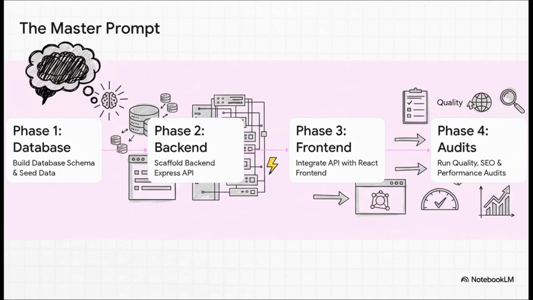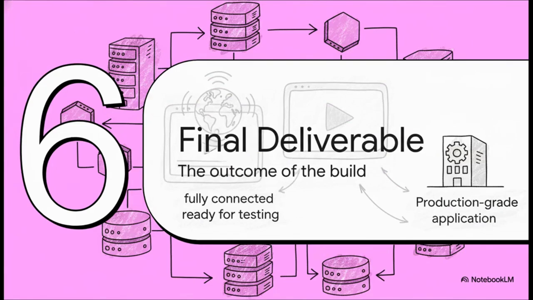Phase 1 is to build the database schema and populate it with seed data. Phase 2 is to scaffold the entire backend Express API. Phase 3 is to integrate that new API with our React frontend, replacing all the mock data. And Phase 4 is to run audits for quality, SEO, and performance, based on the rules defined in our specialist skills. Once the AI completes its work, the final state of the project will be a production-grade application, fully wired and ready for the next stage of development.